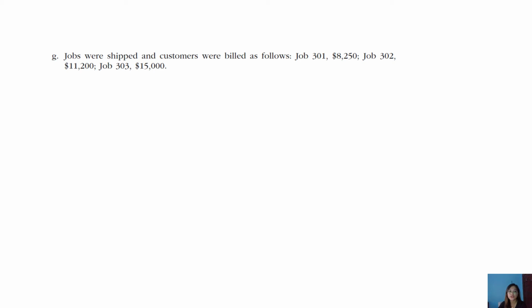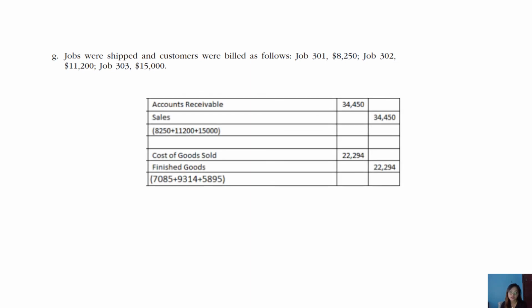Letter G, jobs were shipped and customers were billed as follows. For job 301, it would be $825. For job 302, $11,200. And job 303, $15,000. So this is the journal entry. Accounts receivable, 34,450 debit. And then we have to credit the sales, 34,450. To get the amount, you just have to add this one and this one to get the 34,450.